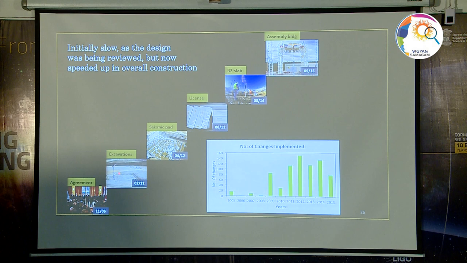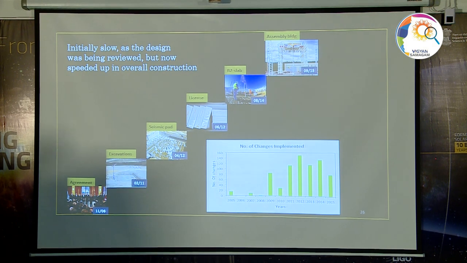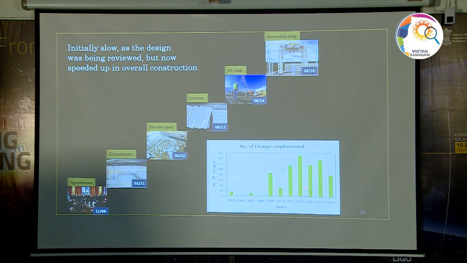Once the excavations started, because of the design changes that I mentioned, 2006 to 2011 was a lull period in terms of manufacturing. But slowly it took off. Then the seismic pads came in. These are the pads which support the machine in case of an earthquake event. Then the license agreement, which is the French nuclear regulator's license, had to be signed. Then one slab of the building came up. Finally, the assembly building is there. So this shows the number of changes that we talked about earlier, and how they were implemented over the years in order to ensure that we are moving in the correct path.